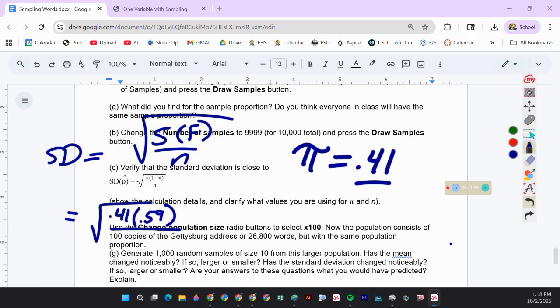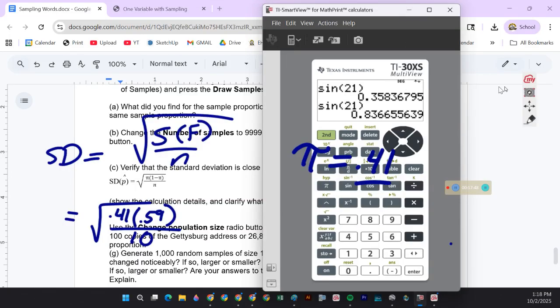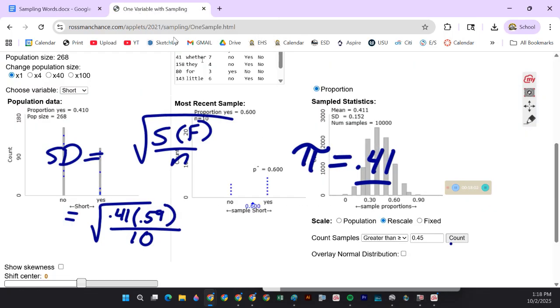10. Okay, let's see what that is. And of course my calculator's not on. All right. So, the square root of 0.41 times 0.59 divided by 10 gives me about 0.155, and we can double check that over here.